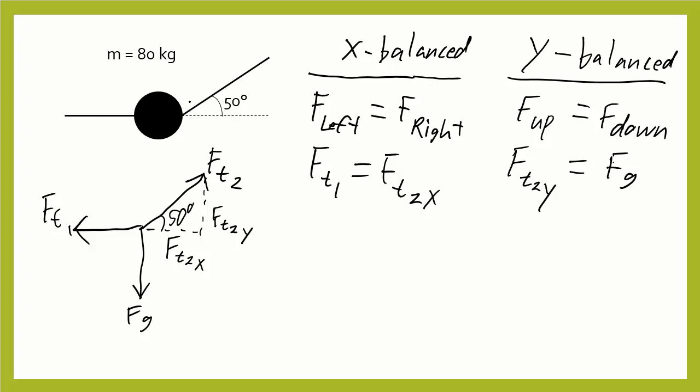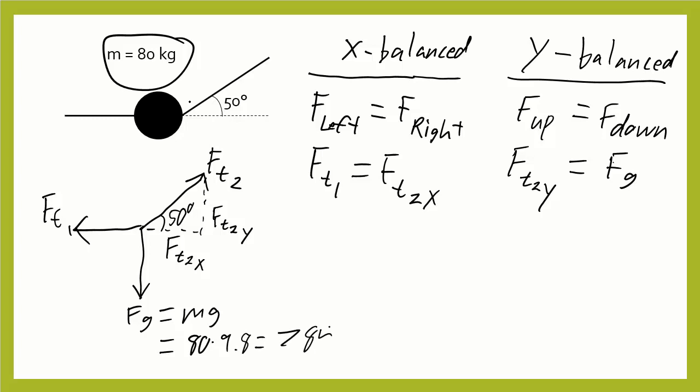Now with this equation here, I know gravity because I know the mass. Gravity is mass times little g, which on Earth is 9.8. So force of gravity is 80 times 9.8, which is 784. So I know that Ft2y is also 784 newtons.